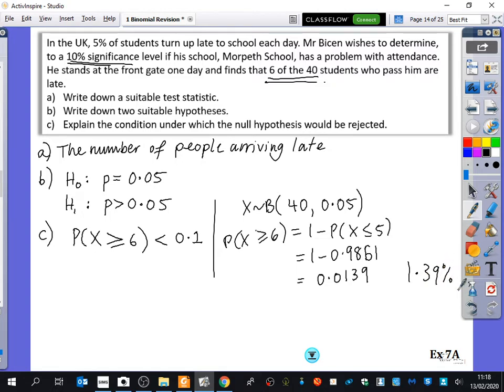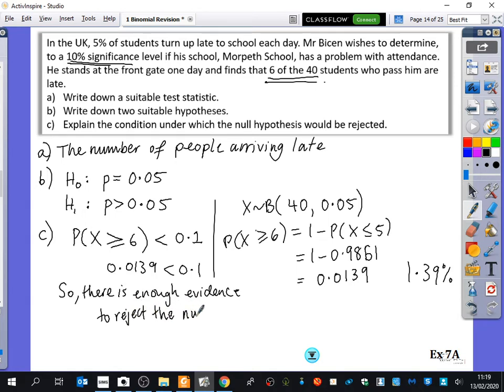So there is a 1.39% chance that Morpeth is just the same as the rest of the country, but it just happened to be a rare occurrence where 6 people were late that day. But that is a lot less than the 10% significance level. If I was going to place my bets, I would say this is so rare, 1.39% for something happening, that I think that actually Morpeth does have a problem with its attendance, and that the chance of people being late at Morpeth is higher than 5% because it's such a rare thing. And that's because 0.0139 is less than 0.1. So there is enough evidence to reject the null hypothesis.